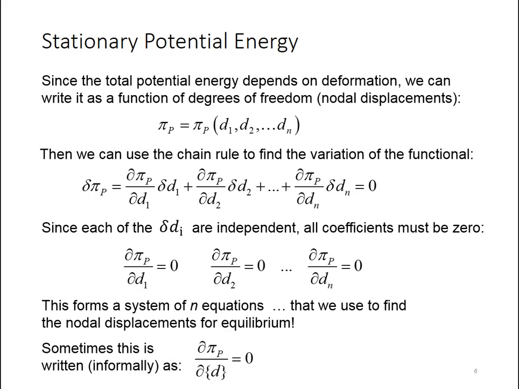We write this expression, the derivative of pi p with respect to each one of the nodal displacements, in short form informally as d pi p d vector displacement. This is not a defined mathematical term. You can't take a derivative with respect to a vector. But what we mean by this is the system of equations that is formed when you successively take the derivative of pi p with respect to each term in the vector d.